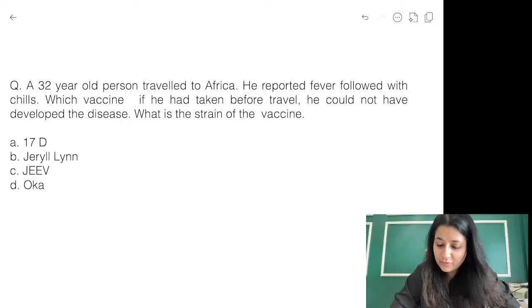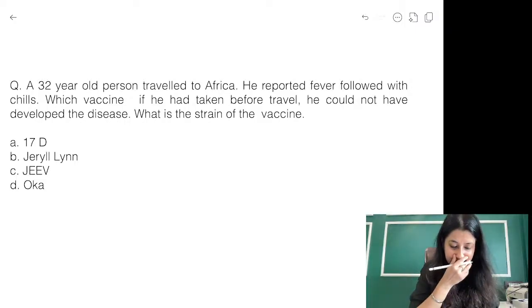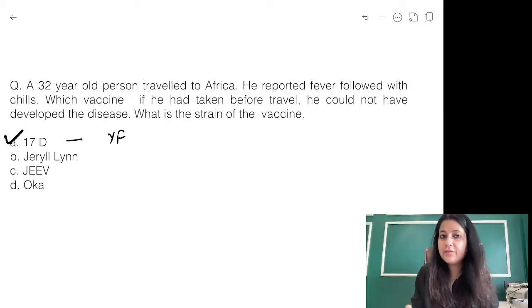A 32-year-old person traveled to Africa. He reported fever followed with chills. Which vaccine, if he had taken before travel, he could have developed the disease? What is this strain? Just wanted to revise a chart on strains of the vaccines, guys. So, this one is what? 17D. 17D is the yellow fever vaccine.